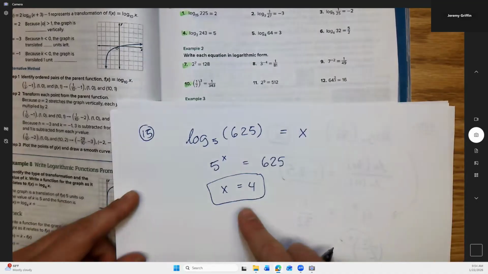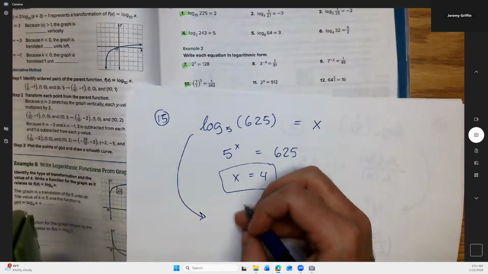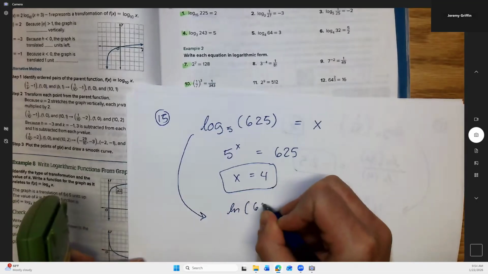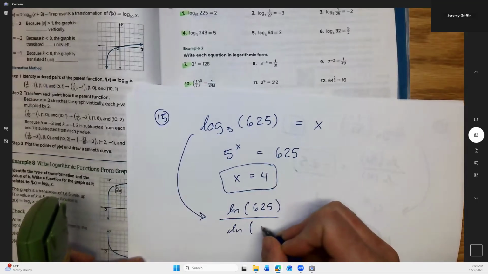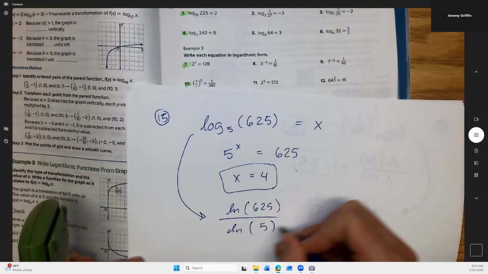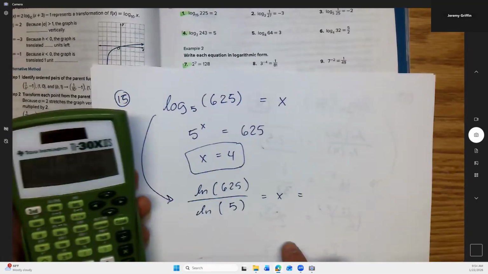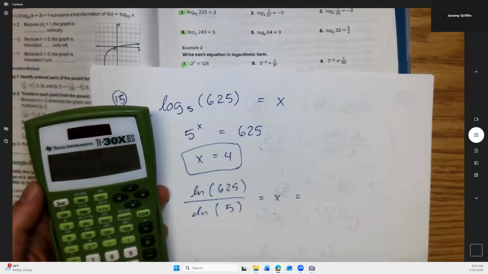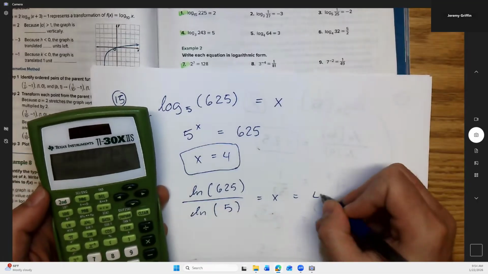Or let's go back to the beginning. Let's do the base conversion. So guys, can I do natural log of 625 divided by natural log of what? Yeah, 5. That should also equal x, which should be 4. Let's see if it is. So natural log 625 divided by natural log 5. Yeah, it is 4. Check.